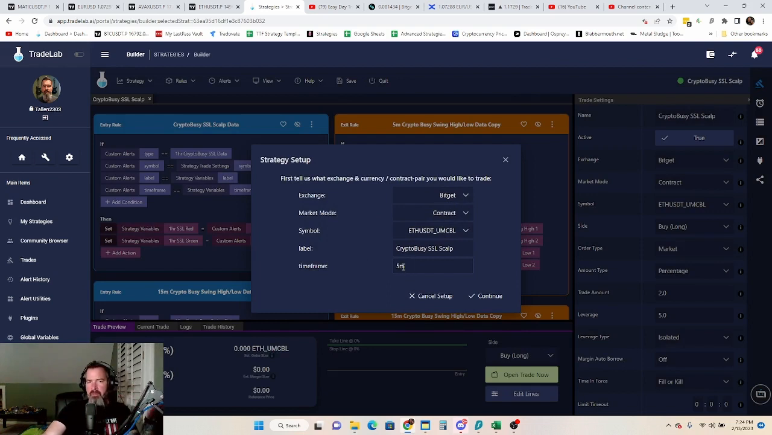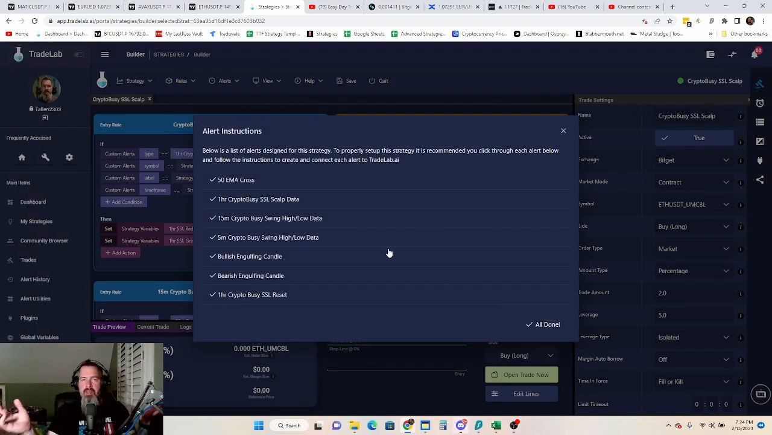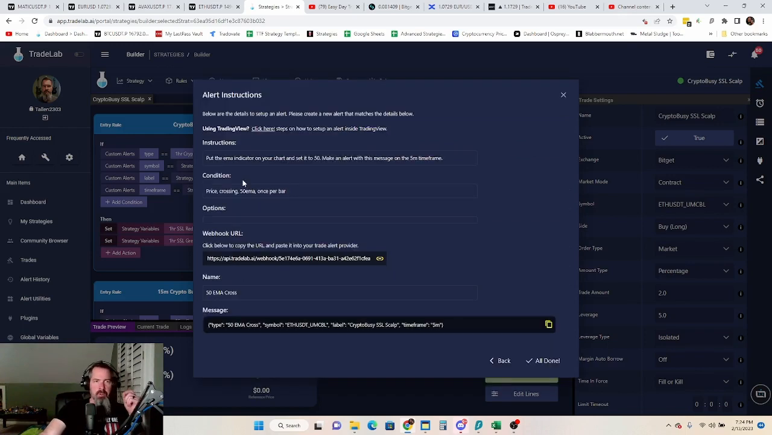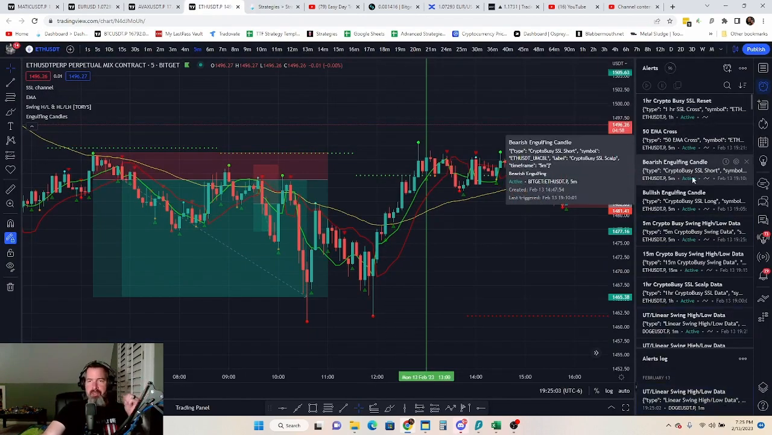For the time frame, I put 5, but we're using 3. You could call that anything you want. It's just a way for your alerts to be separated from other strategies you have. So here's all of our different alerts you're going to put into TradingView. Make sure you click and copy the webhook and set up all your alerts correctly. If you forget some, your strategy is not going to work. That's what I did earlier.